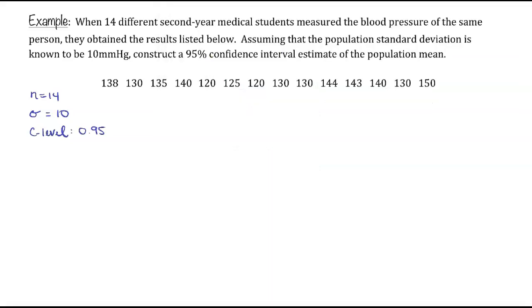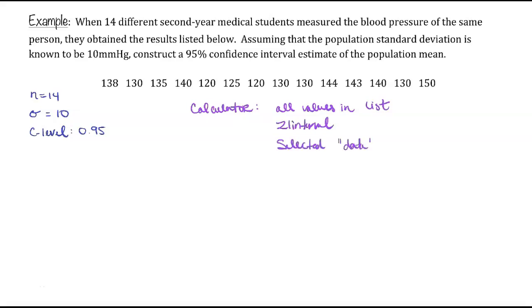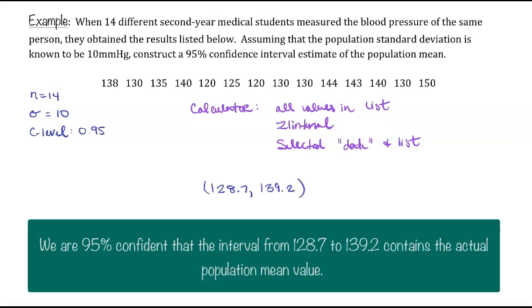To quickly review what we just did, we first entered all of the values into a list. Then we used the z-interval function, and we selected data and put in the correct list. This gave us a confidence interval of 128.7 to 139.2. We are 95% confident that the interval from 128.7 to 139.2 contains the actual mean value, or in this case, the blood pressure of this person.